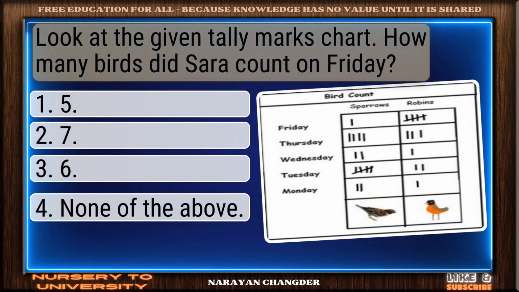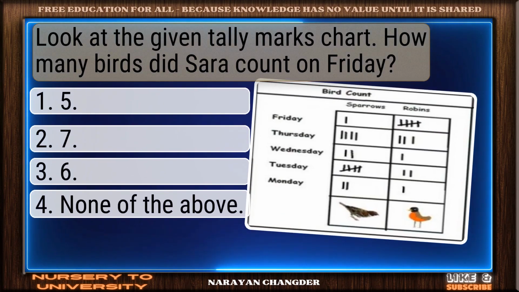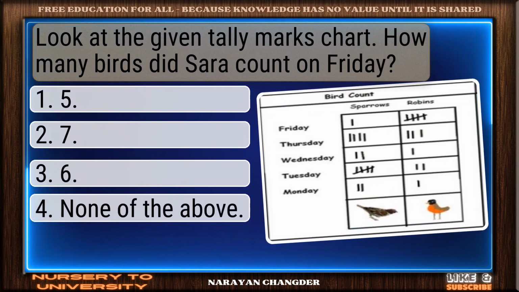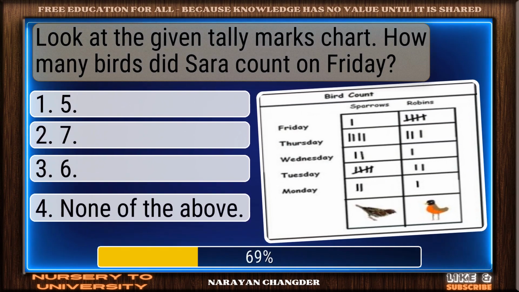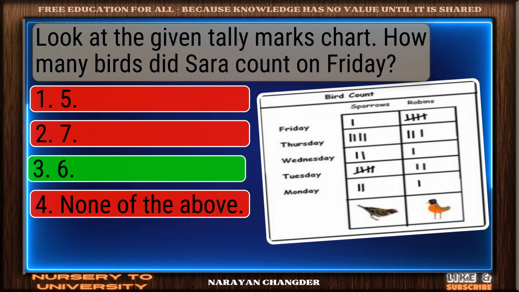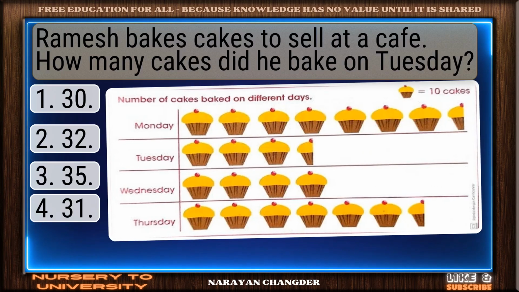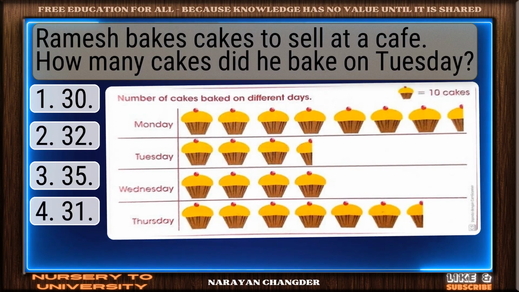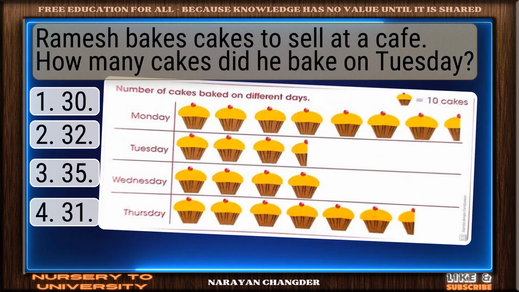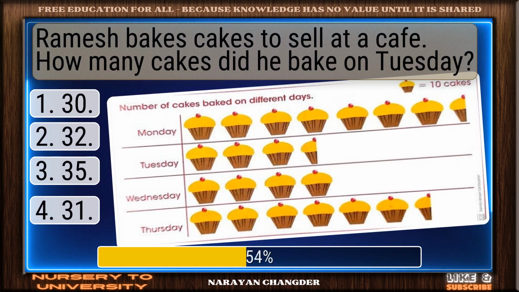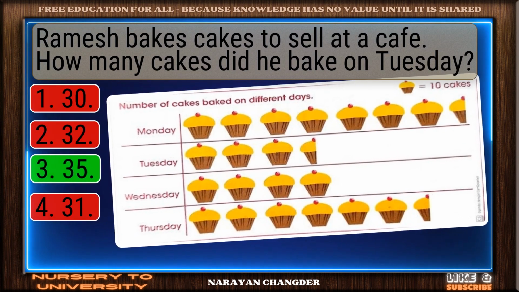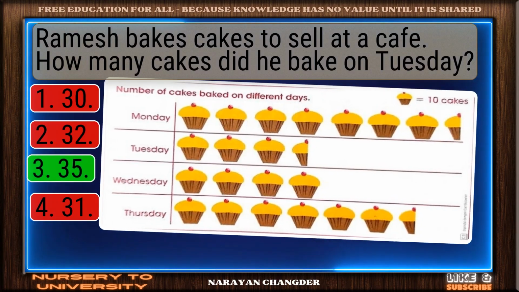Look at the given tally marks chart. How many birds did Sarah count on Friday? Good thinking. 6 is the right answer. Ramesh bakes cakes to sell at a cafe. How many cakes did he bake on Tuesday? You got it. Your choice 35 is right.